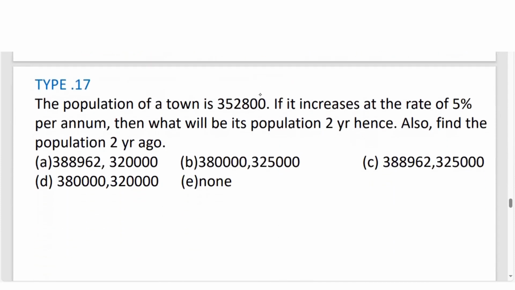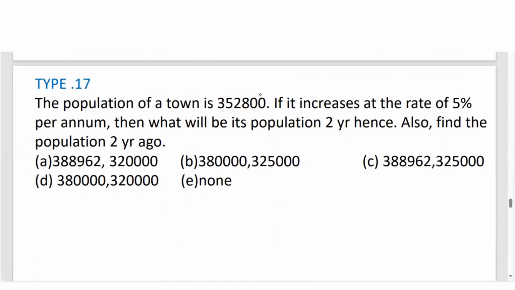The next question is also very important. The question is: if the population of a town increases at the rate of 5% per annum, then what will be its population 2 years hence? Also find the population 2 years ago. For this type of question, we can solve in many ways, but first let us solve by the basic concept.